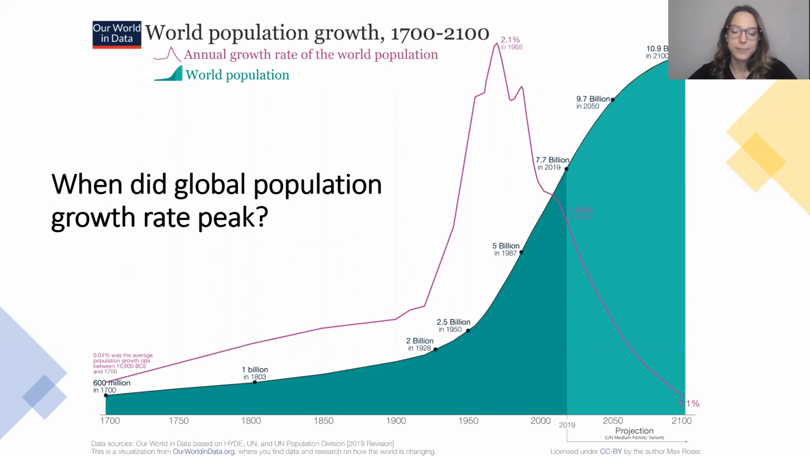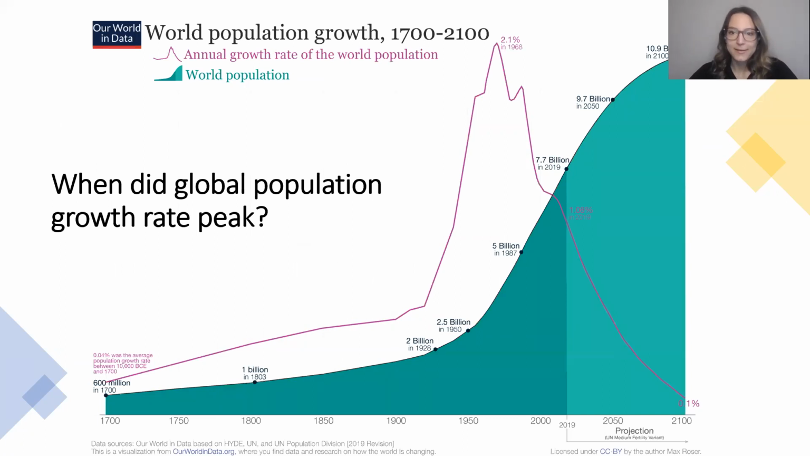So when did global population growth rate peak? Well, you can see there the purple line. It actually peaked in 1968, which I was kind of surprised to see when I was looking up these statistics for the lecture. I kind of assumed that it happened later on, but no, indeed it happened in 1968. And the peak was at about a 2.1% growth rate.